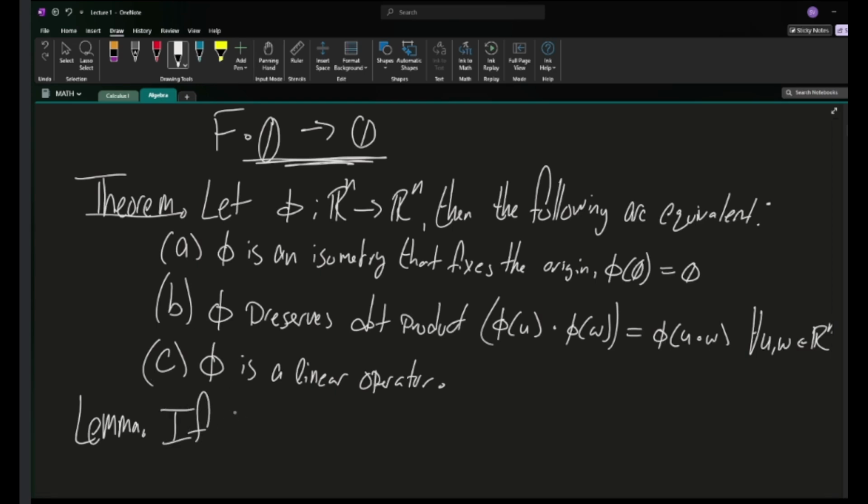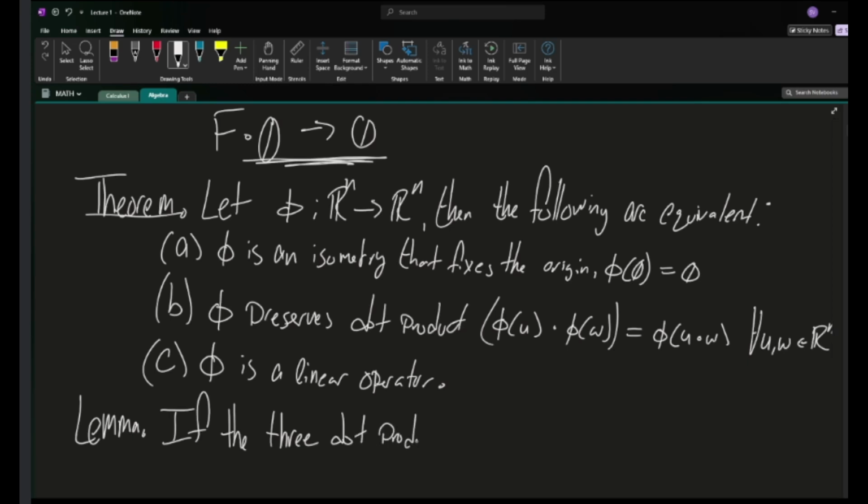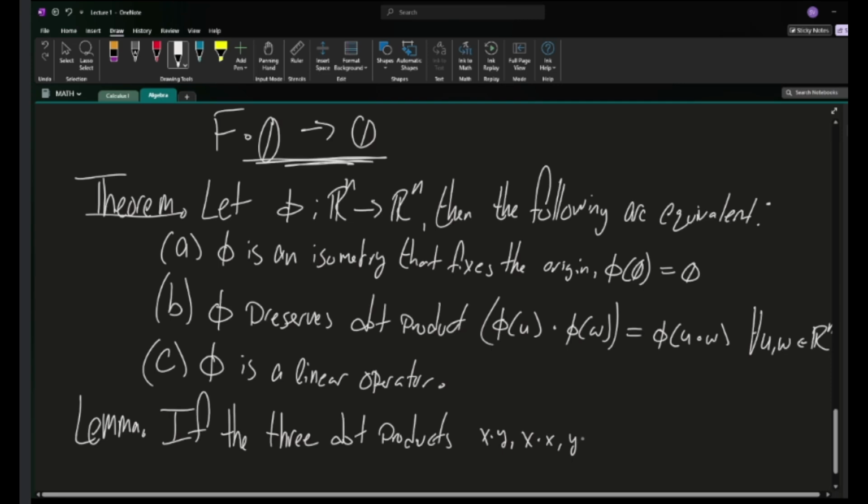If the three dot products x dot y, x dot x, and y dot y are equal, then x equals y.